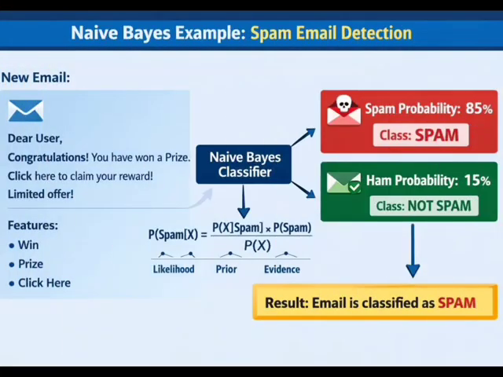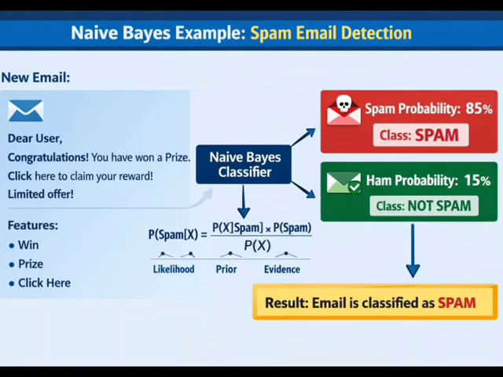The example explains how Naive Bayes is used for spam email detection. On the left side, we have a new incoming email. It contains words like congratulations, win, prize, and click here. These words are called features. These features are given to a Naive Bayes classifier. The classifier applies Bayes theorem to calculate probability.